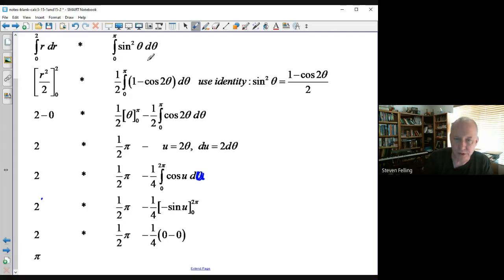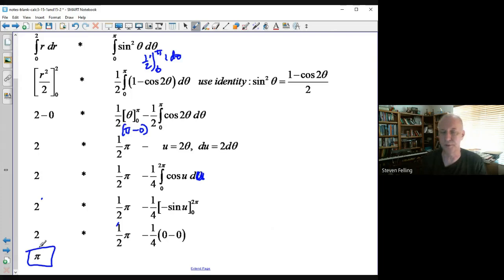So let me write that more explicitly. We have 1/2 times the integral from 0 to pi of 1 d theta. And the antiderivative of 1 is just the variable, which would be theta. So then by the fundamental theorem, you would plug in pi, 0, and we have pi times 1/2. So even though this part of it is 0, we still have 1/2 pi here. We have the 2 from this part, and so the final answer here is pi.